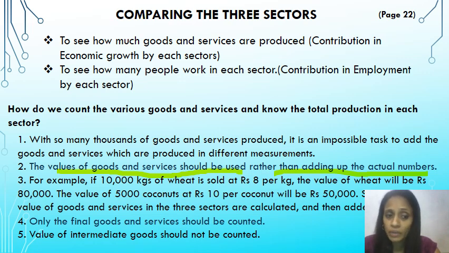So the right way is adding the value of the goods and services by multiplying the quantity of the final goods multiplied by the market price. And the fourth point is very important. Only the final goods and services should be counted. What are final goods and services? Which directly reach the consumer to fulfill his or her final want. And the fifth point is value of intermediate goods should not be counted. Regarding these 2 points, we are going to discuss in the next 2 slides.